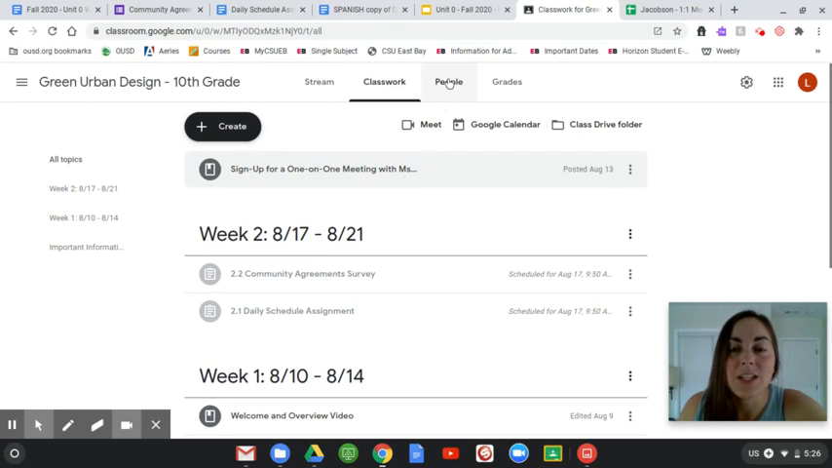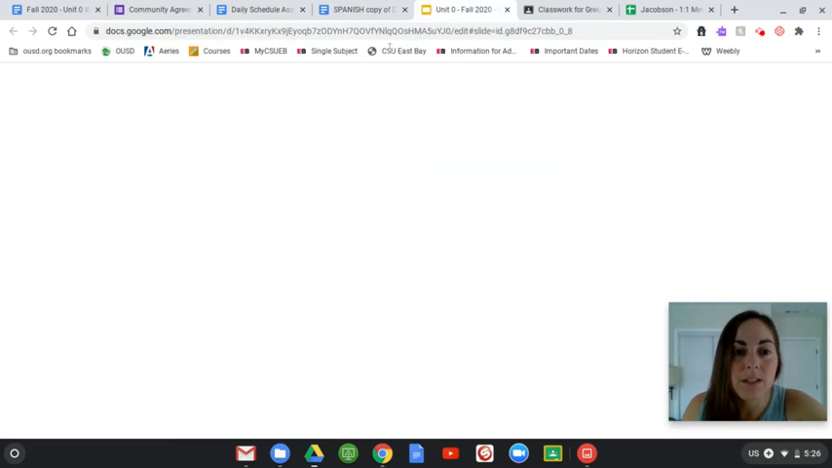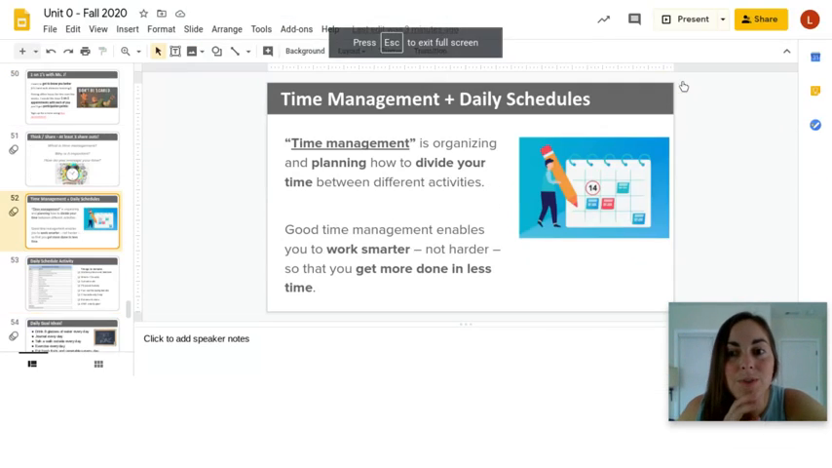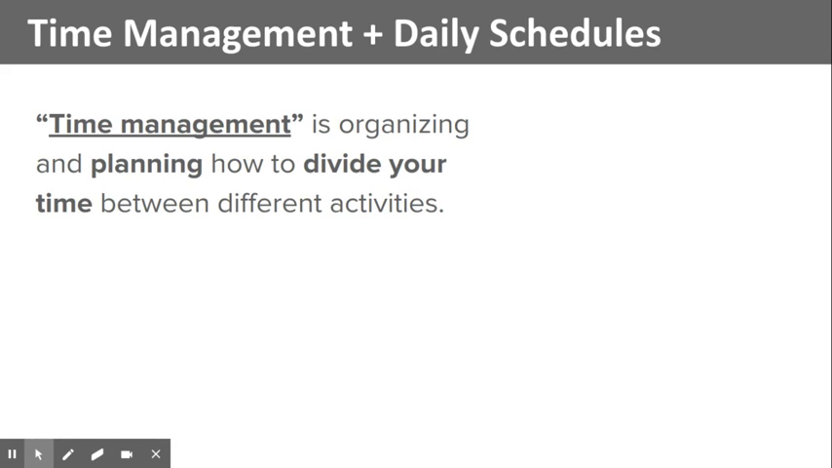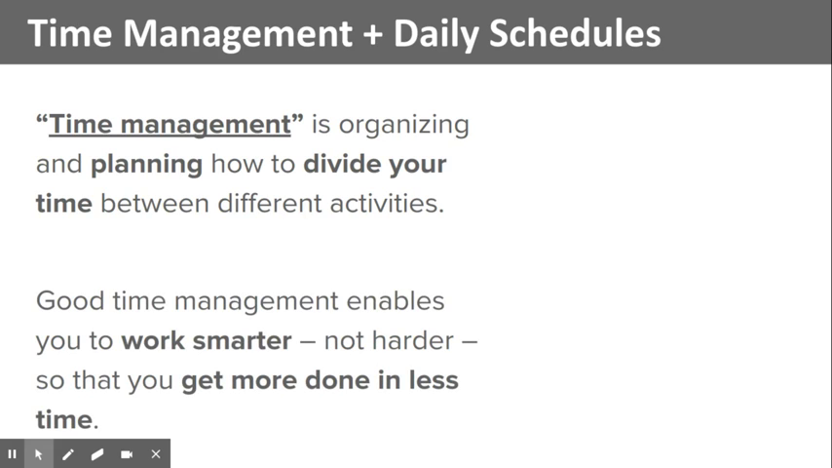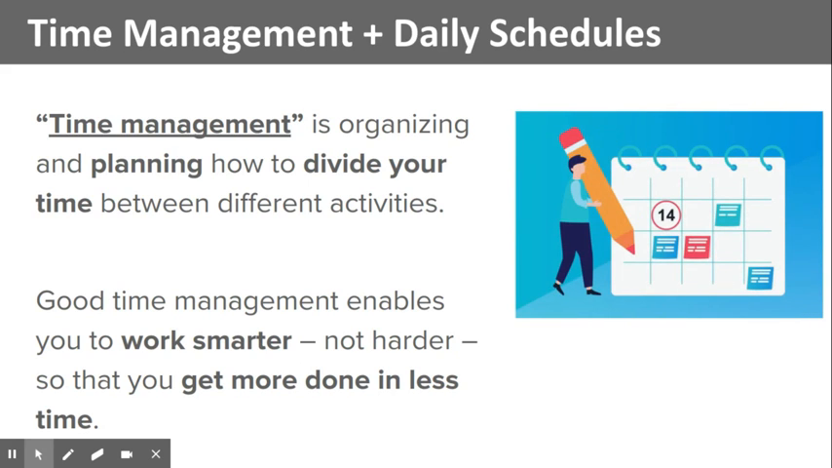And with that, I'm going to get into our little daily schedule activity. So time management is really important. It's the way that we can organize and plan our time and divide our time between different activities, right? We all have lots to do. So how do we organize it in a way that is structured and make sure that we get what we need done, but also are taking care of ourselves? So the idea is that you work smarter, not harder, and you can get more done in less time, right? So planning out your time is actually more efficient, even though in the beginning it takes a little bit of work to get that schedule together.